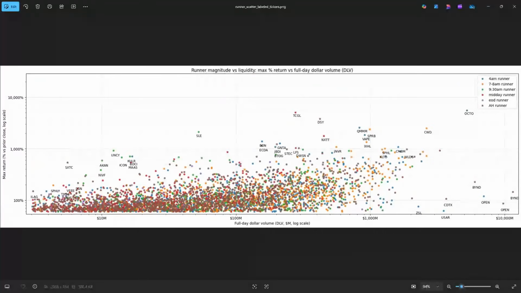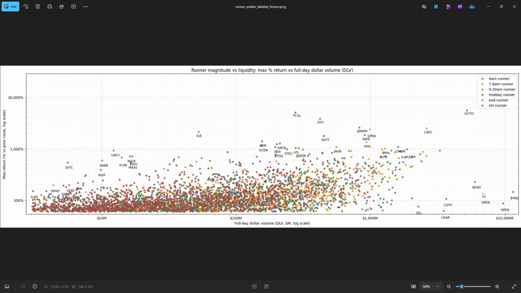Now, I want to go back to this picture that I had up in the beginning of the video, and I want to explain what this picture is and how it connects to this subject. So on the right side, we have the dollar volume, right? Here's stocks that trade at $10 million or less. Here's 100 million. Here's a billion. Here's 10 billion. And on the left is how much they ran in a single day. Here's 100%, here's 1,000%, here's 10,000%.